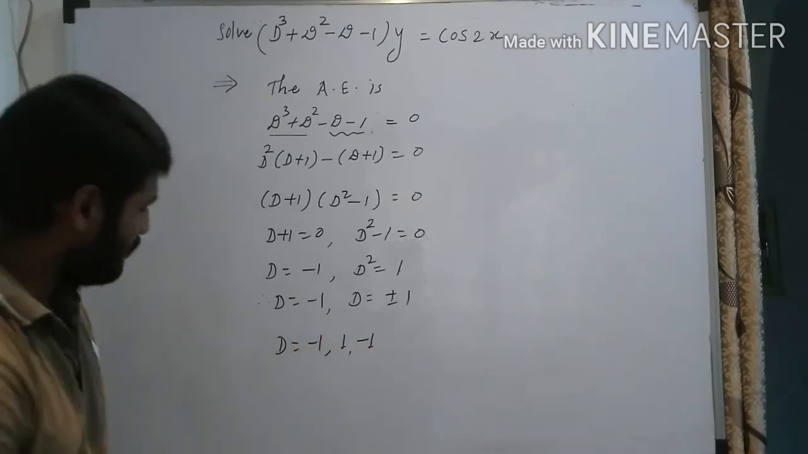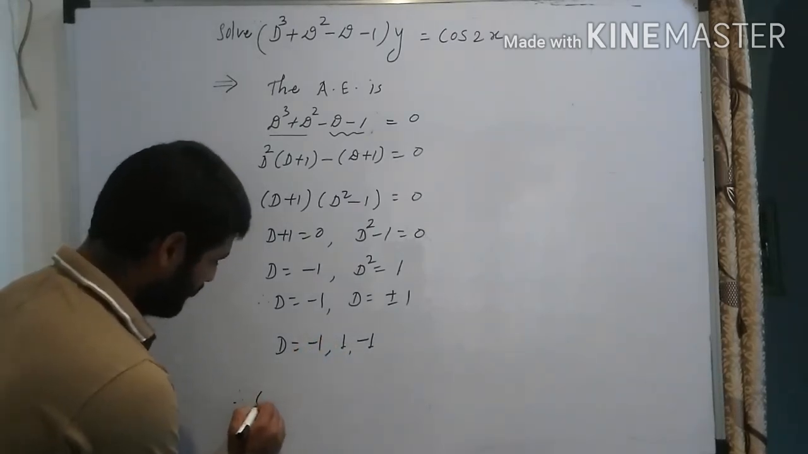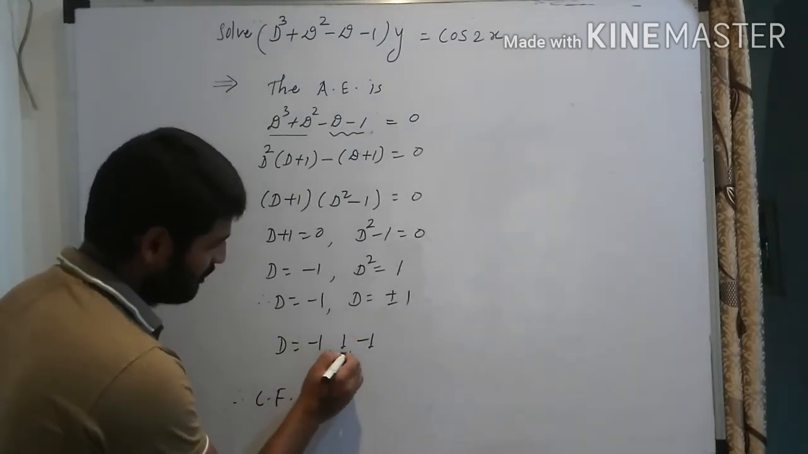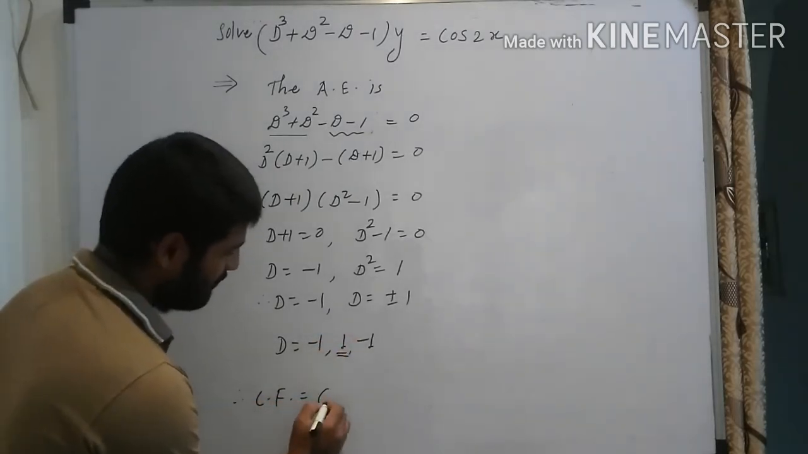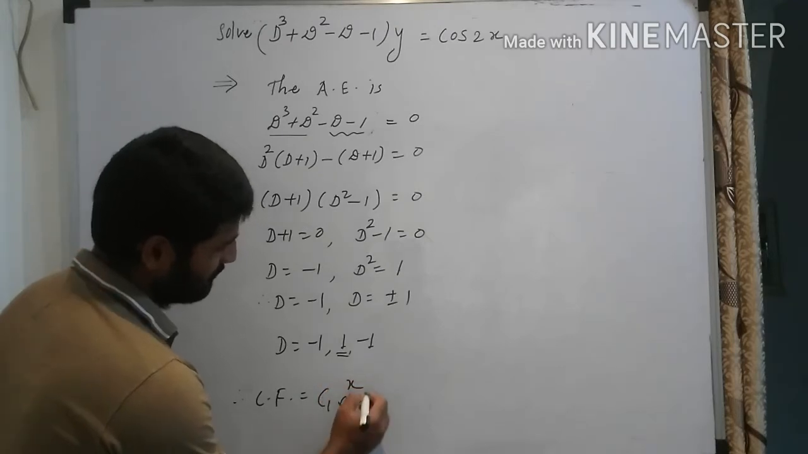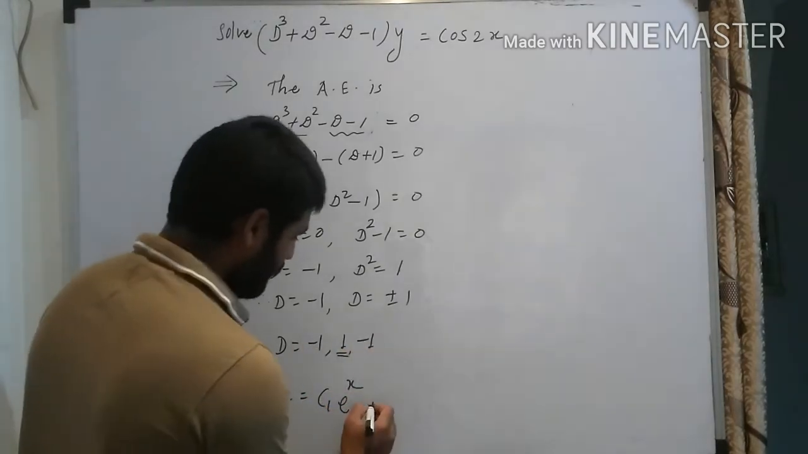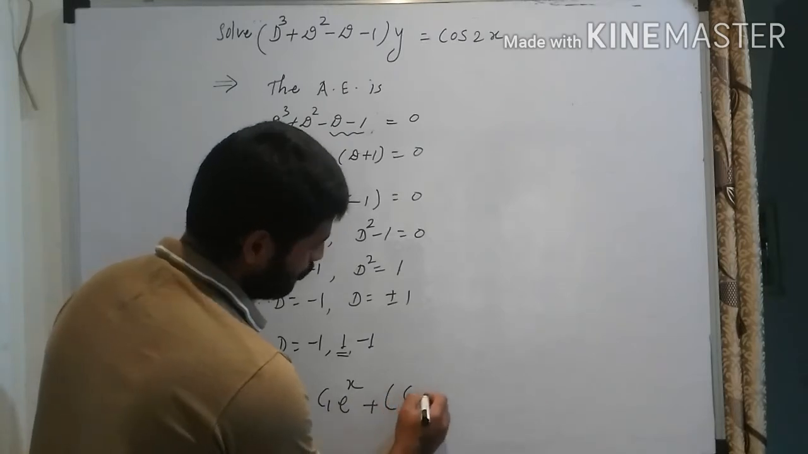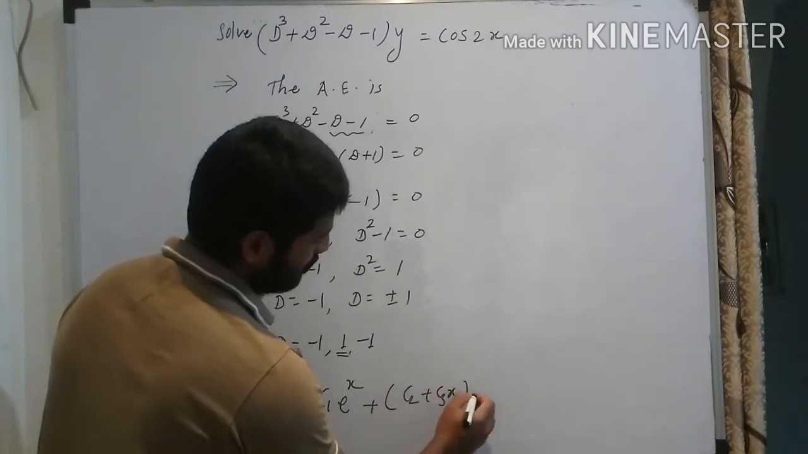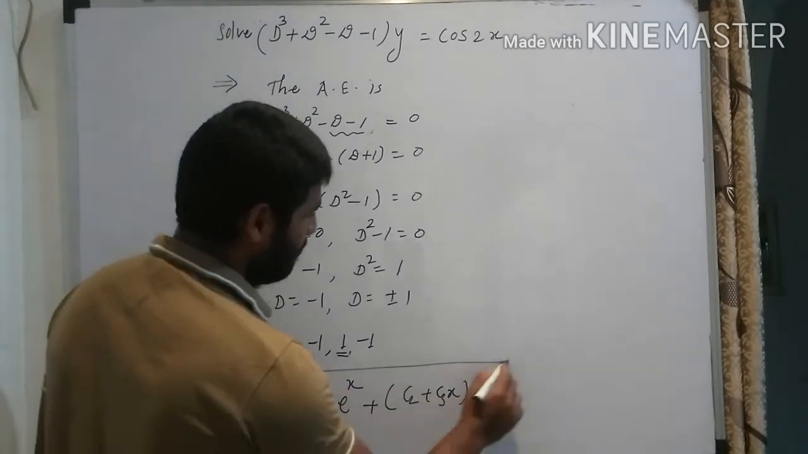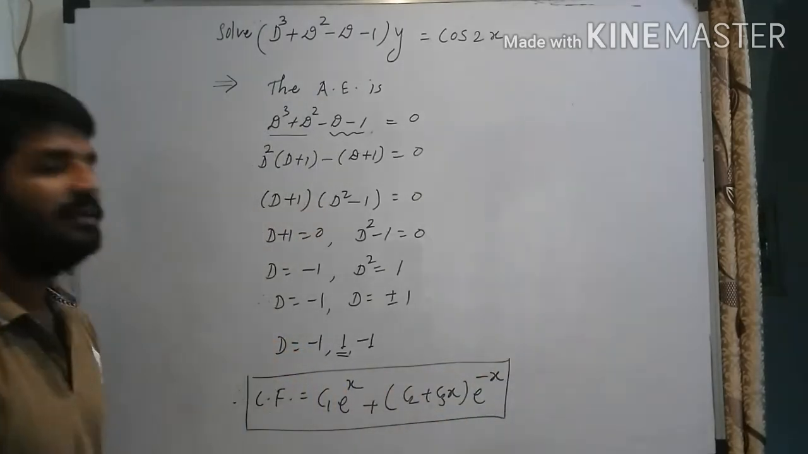Therefore the complementary function can be written as, corresponding to the real and distinct root plus 1, c1 into e raised to 1 into x, plus, now minus 1 is repeated twice, so corresponding to that we write c2 plus c3x into e raised to the repeated root into x. So this is your required complementary function.